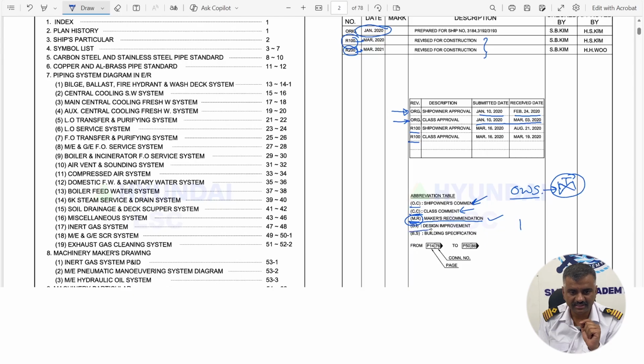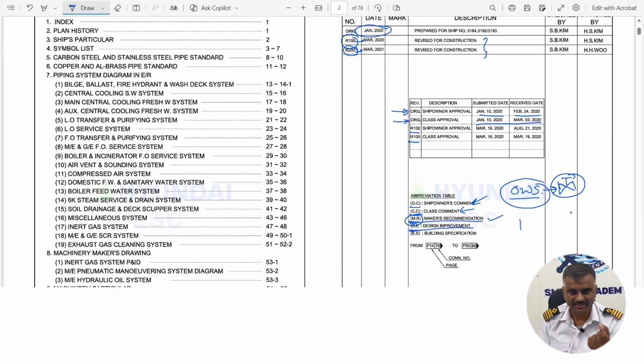Then say there is a design improvement. Say the old design of the machinery or the OWS or say any machinery has been replaced and new machinery has been installed in that, and the design has been improved, and thereby pipelines have been changed due to the design improvement. So they will be mentioned as DI.